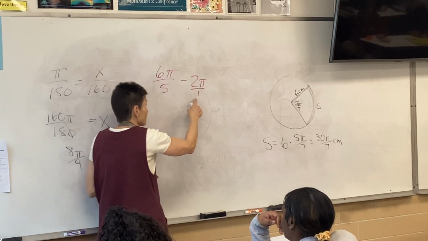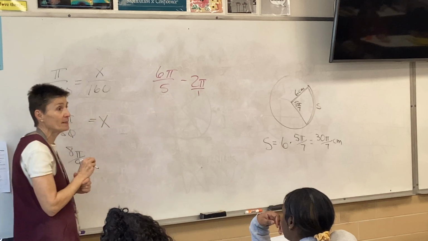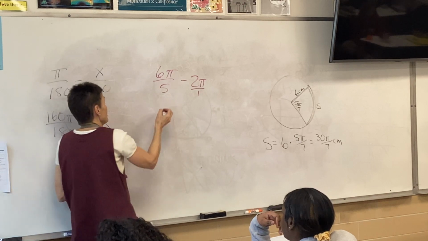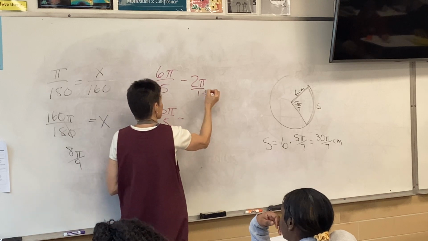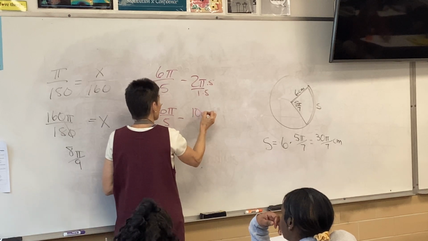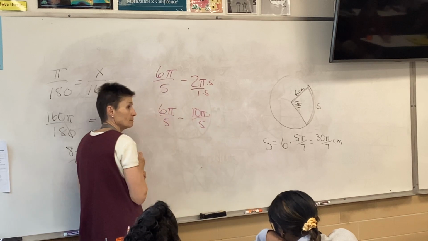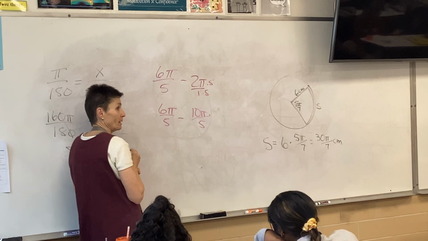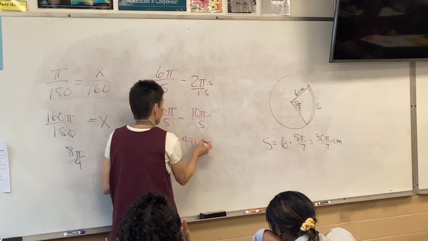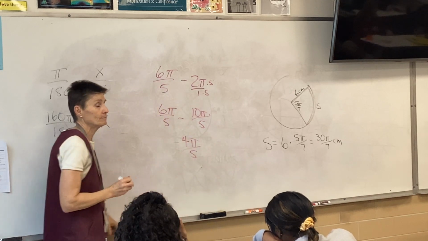So to do that subtraction, I'm going to need a common denominator. So 6 pi over 5 minus 10 pi over 5. So my negative coterminal angle is negative 4 pi over 5.